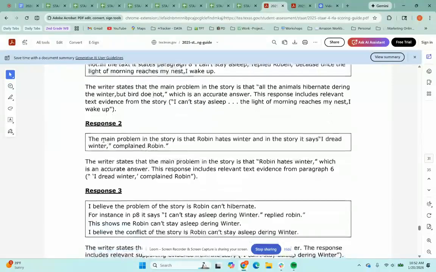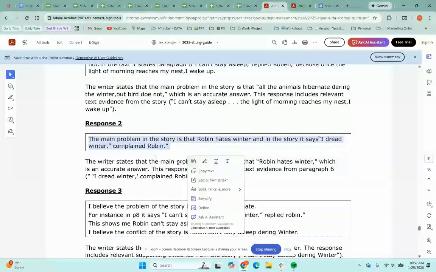Okay, let's look at the next one. The main problem is the robin hates winter. And in the story, it says, "I dread winter." Boom. Short and sweet. They got the 2 points. That is all they need. This is proof they do not need to explain. This is not an ECR.